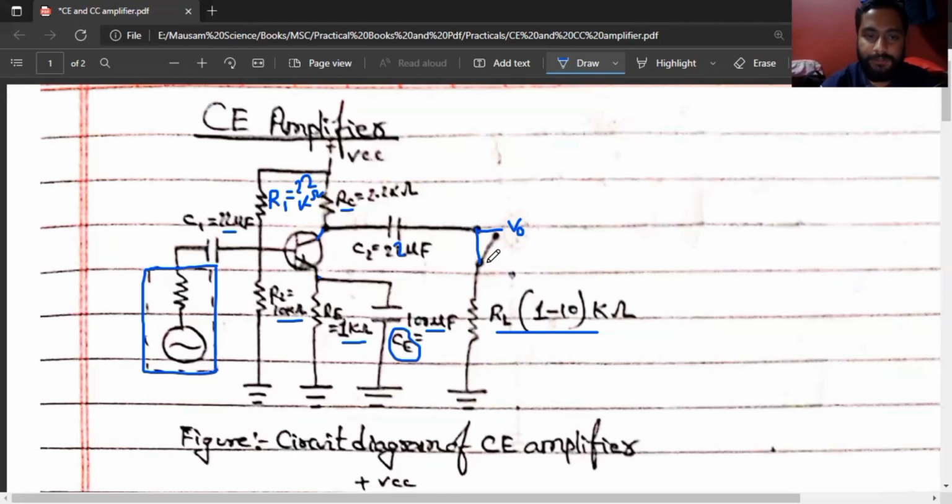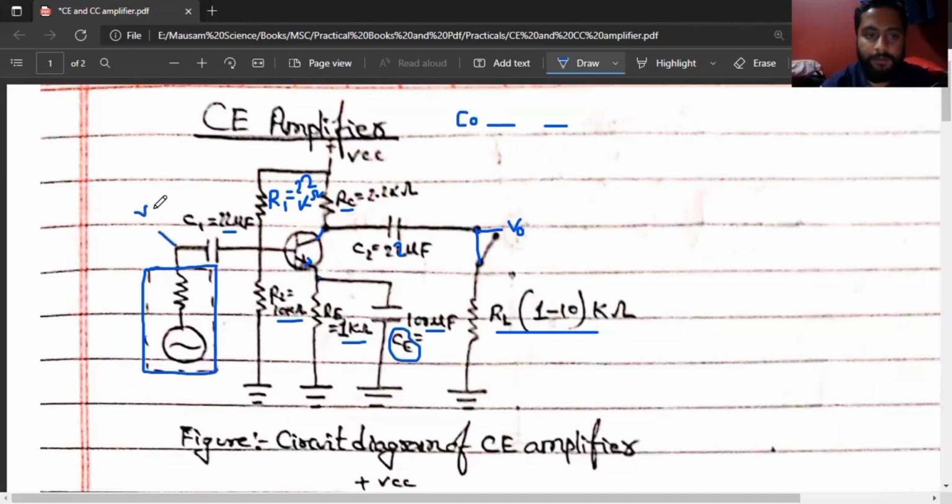So this is the circuit diagram of the CE amplifier. Actually, I want to say that CE amplifier means common emitter amplifier. Okay, we call it a common emitter amplifier. Emitter means this. And after that, this is V output voltage. We can calculate it over here. V in will be supplied over here.